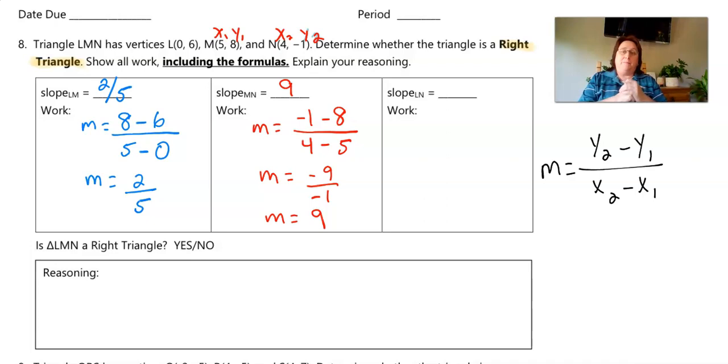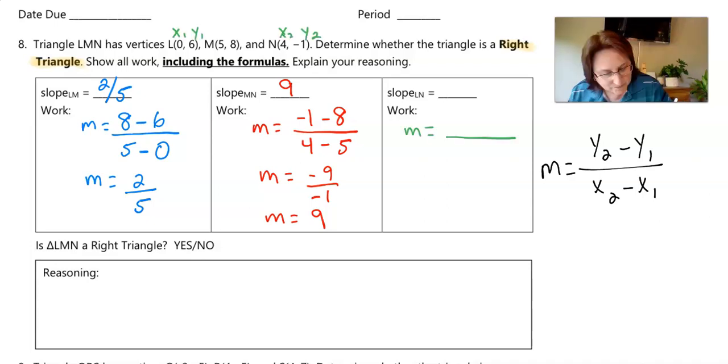Okay? All right, now, the slope of LN. We're going to have to start over with our X1, Y1s all over again because this time, for the slope of LN, I'm not going to help you guys label anything. I want you guys to go find the slope of LN and tell me what you get. Oh, you guys are already done? Oh, look at you guys go.